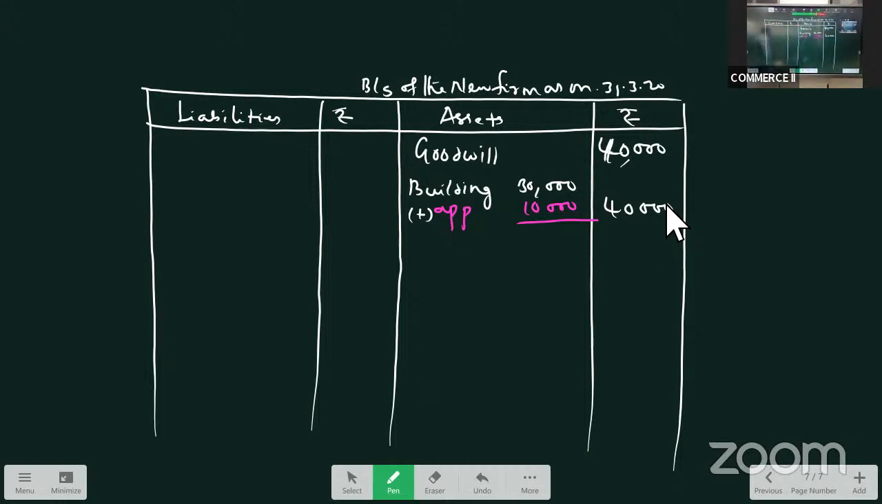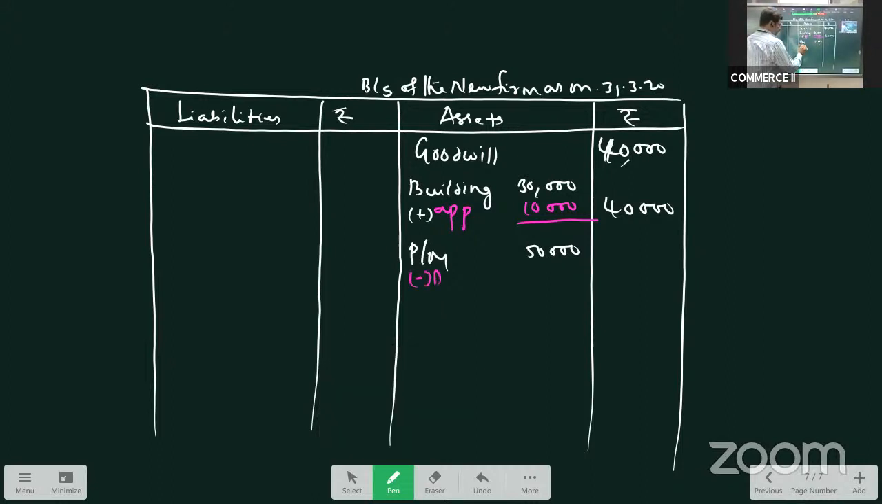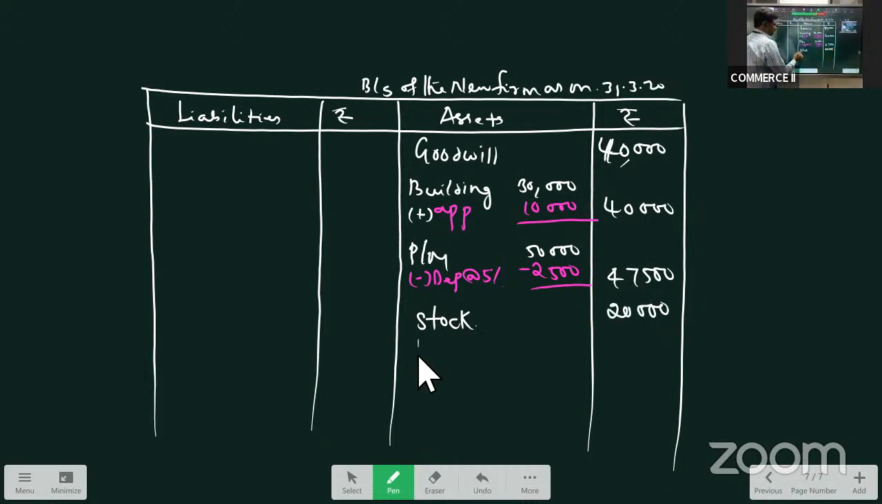Then plant and machinery depreciated by 5%. Plant and machinery, the book value is 50,000. It is depreciated by 5%, that is 2,500. Deduct, so we have 47,500. Next, stock. Stock is given as 20,000. There is no change.